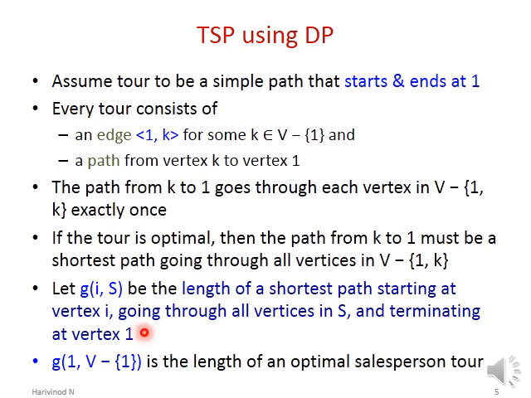So our aim is to solve the problem g(1, V minus 1). It means we have a set of vertices V. We are going to start from 1, visit all the vertices other than 1 and come back to 1. This is the problem we are supposed to solve. So this g is the length of the optimal path for the salesman's tour.